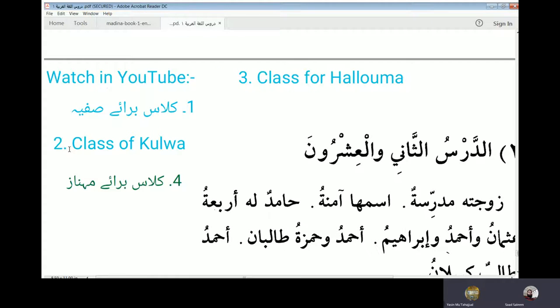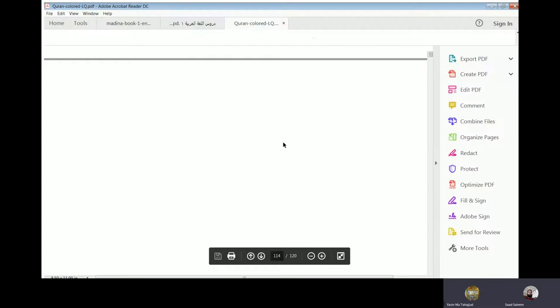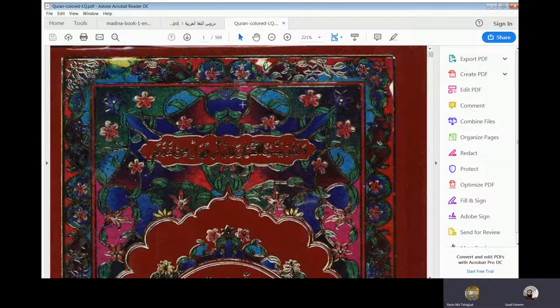On the next page, we have a new lesson, inshallah, we start it tomorrow. Try to watch this video class of Kulwa and class for Huluma. Note this page, page number 114 on PDF. What is the page number on the Holy Quran?